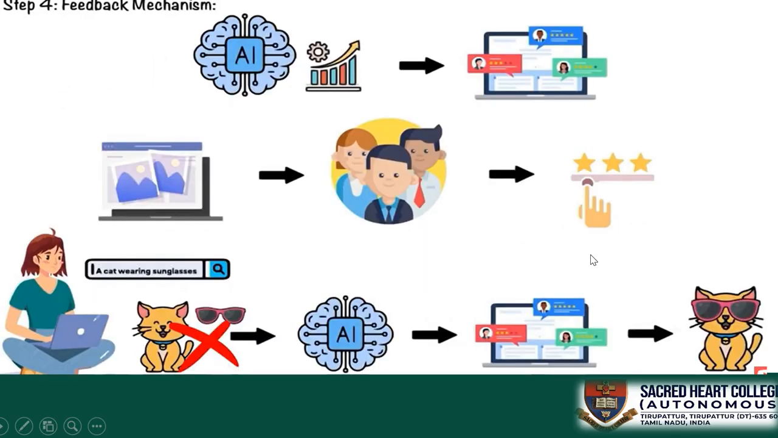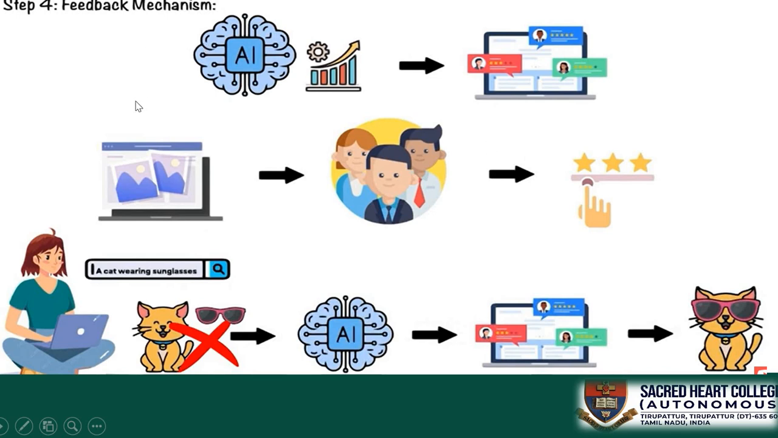So passing on to the fourth step, that is the feedback mechanism. So what is feedback in AI? An AI model learns and improves over time through feedback from users too. So if the output is incorrect, users provide feedback to help the model refine its results. So how does it work?